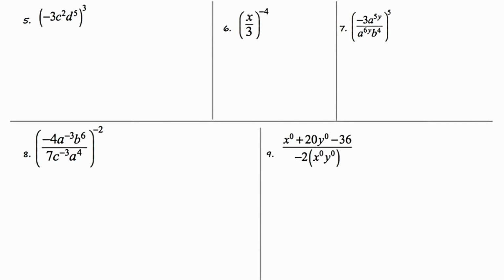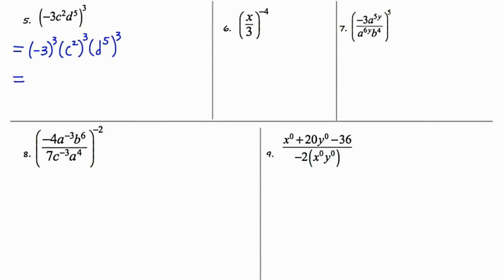Okay, in example 5, we've got multiple factors all being raised to the power of 3. And what the rule says is that if you have multiple powers raised to another power, every one of those factors on the inside is going to feel the effects of that power of 3. So I'm going to think of this as negative 3 cubed times c squared cubed times d to the 5th cubed. So again, this power of 3 is really affecting every one of those things on the inside. Now let's just go right down the line and cube all of these things.